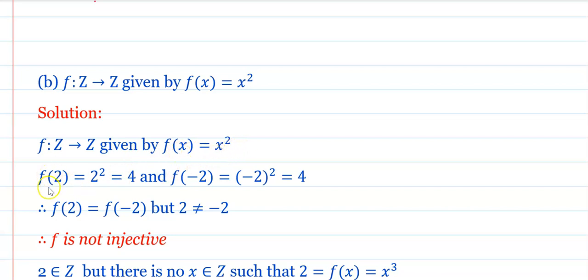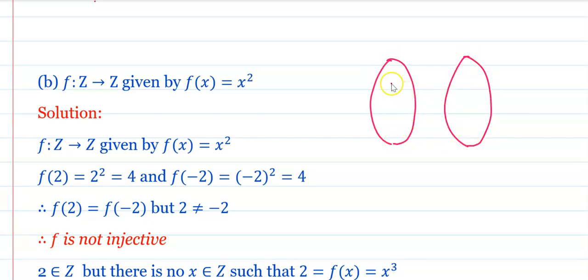Okay. Now f of 2, the image of f of 2 is what? 2 raised to 2, that is 4. And what about f of minus 2? f of minus 2, again its image is minus 2 bracket square, means what? 4. Means what? If I consider here the first set as A and this is the second set as B.